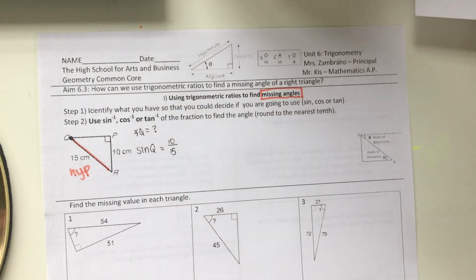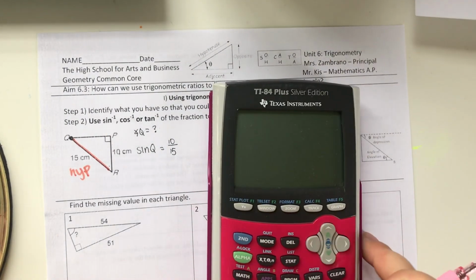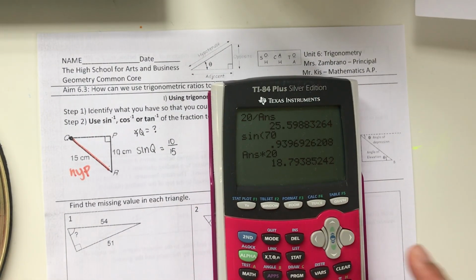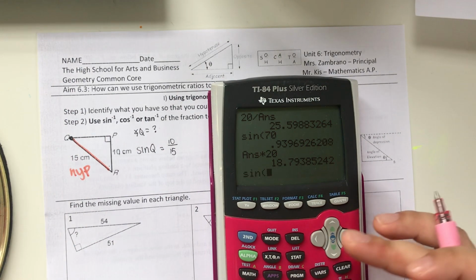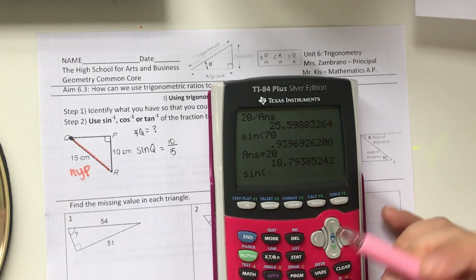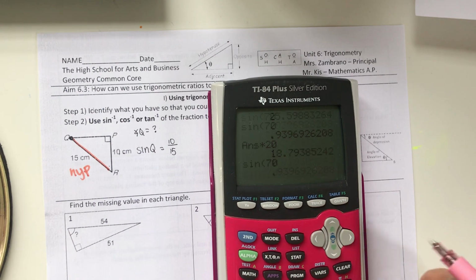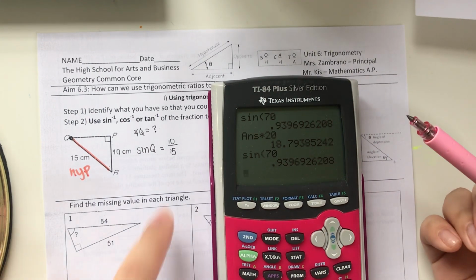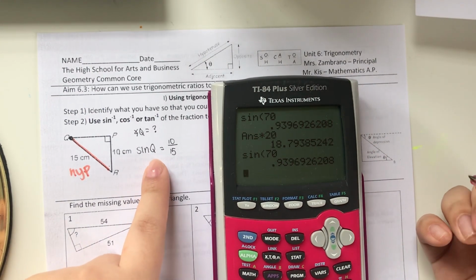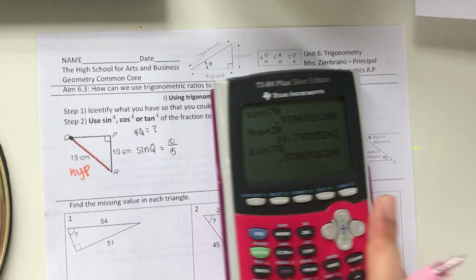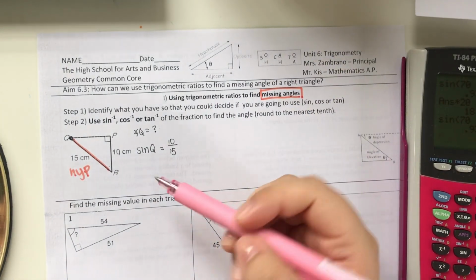Now, some people are going to say, Miss Hang, how am I supposed to find that? Because usually if I type in sine, I need to type an angle measurement, right? Usually 70 degrees to get whatever that number is. But now I don't know what angle Q is. So what am I going to do? This is the little twist I'm talking about.